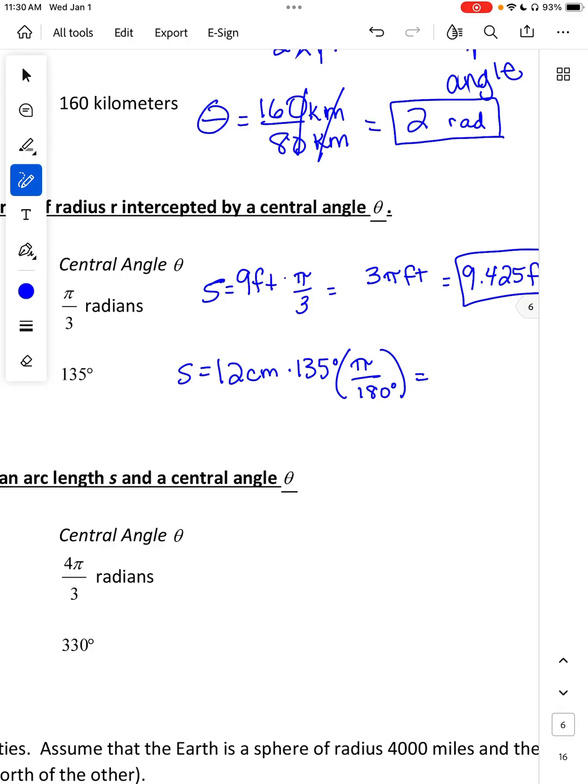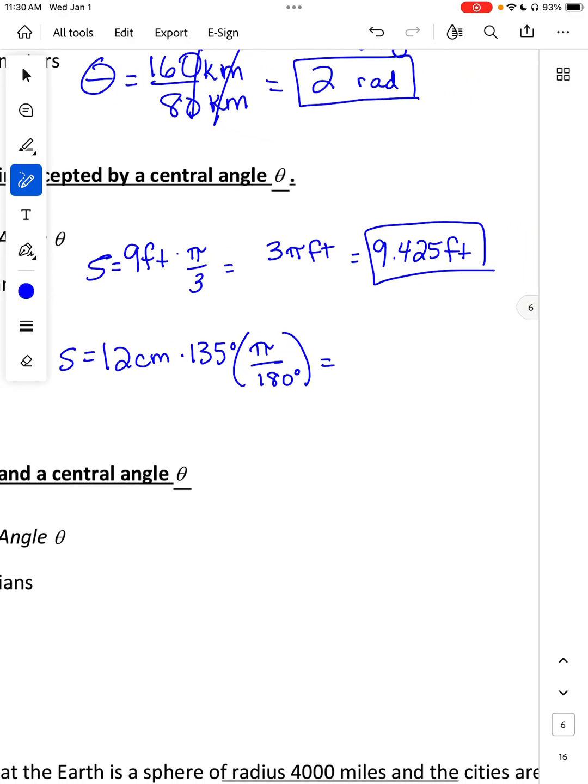So we can let the calculator do all the work for us, and we'll end up getting centimeters. But we multiply 12 times 135 times pi over 180 in that order, and you should have gotten 28.274 centimeters. And you can check that in the calculator.